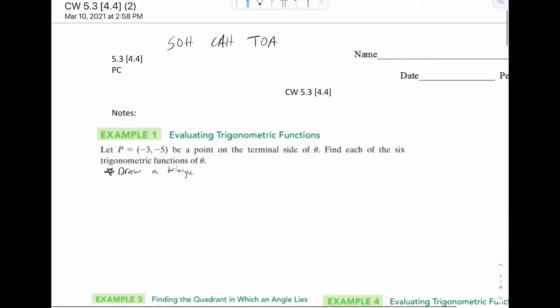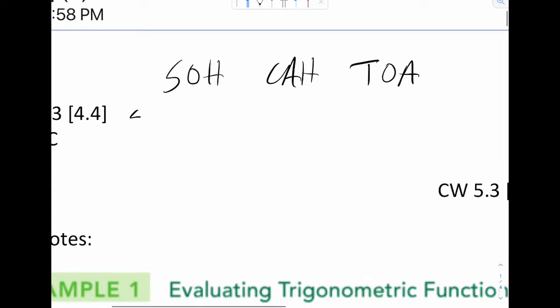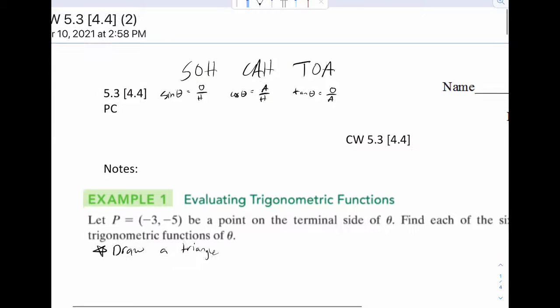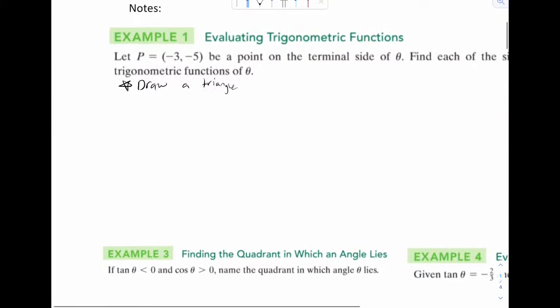And hopefully you remember the basics of trigonometry with SOHCAHTOA. So sine of theta, that's O over H. Cosine of theta, that would be A over H, and tan of theta would be O over A. So let's first start by doing our picture.